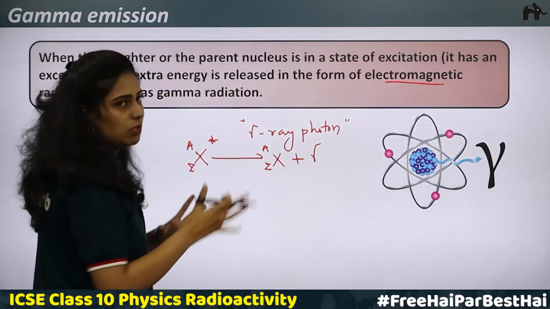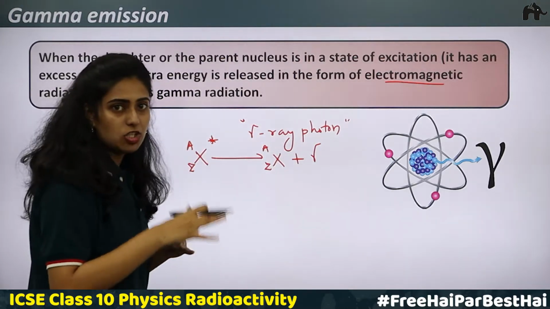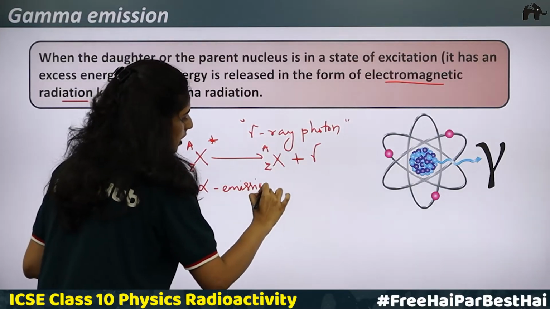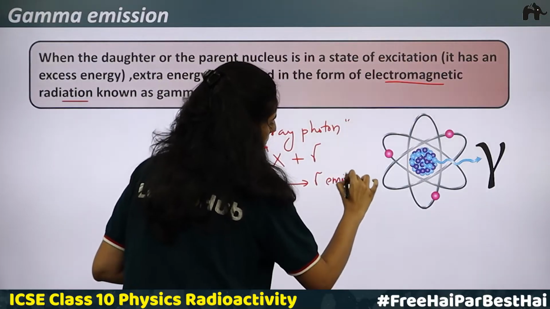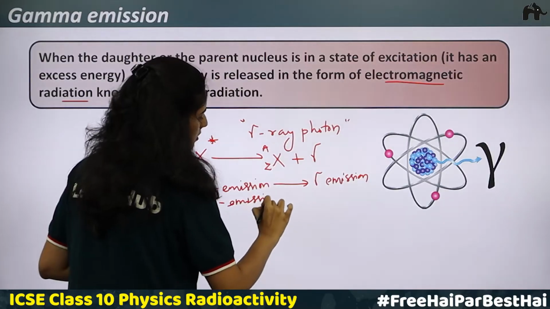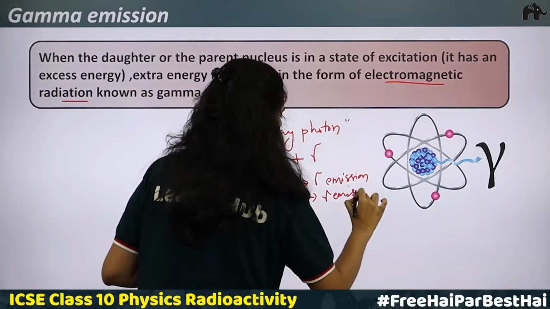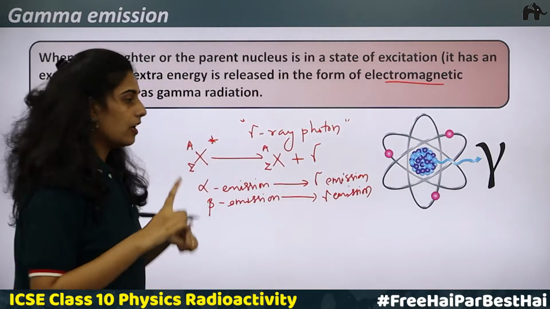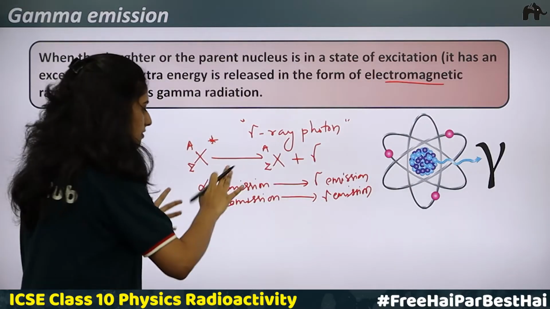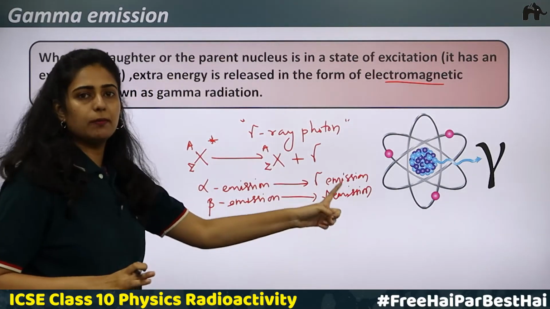Now this gamma emission does not actually happen a lot. It is followed by an alpha emission or beta emission. Either after alpha emission it will be followed by gamma emission, or after a beta emission, to bring it to the stable state, gamma emission will occur. Now one more thing, alpha and beta emission will not happen simultaneously. Either alpha emission or beta emission. After alpha or beta emission, a gamma emission can happen.